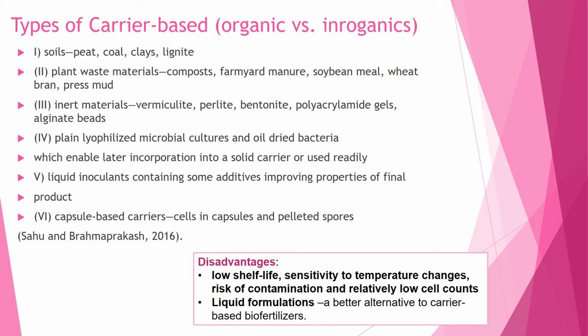There are a range of material that can be used as a carrier. For example, soil base such as peat, coal, clay, lignite, and so on. Plant waste material such as compost can also serve as a carrier for the bacteria to attach. Inert material including vermiculite, perlite, bentonite. Bentonite is quite a common material. It looks like the clay. Alginate beads and polyacrylamide are types of gel. Plant lyophilized microbial culture and oil-dried bacteria.